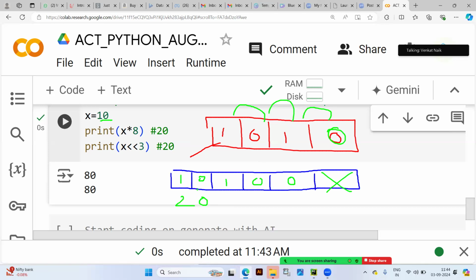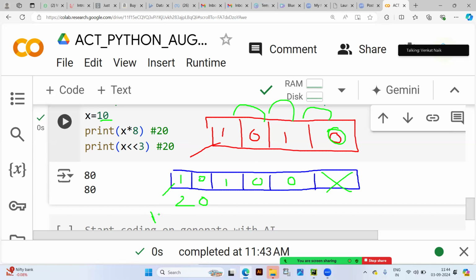If you left shift once, and if you left shift 2 times, this 1 moves to another position. 20 will become 40. Left shifting once more, 40 will become 80. 80 will become 160. 160 will become 320. Like that, a value will keep on changing.